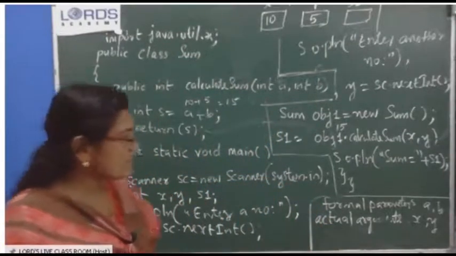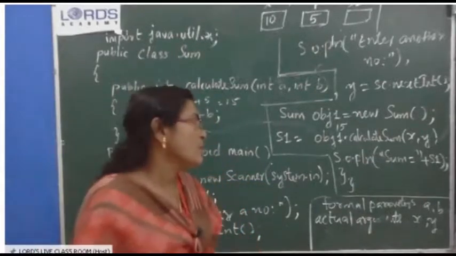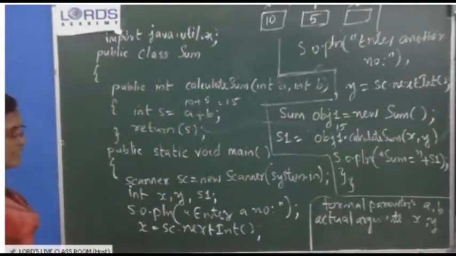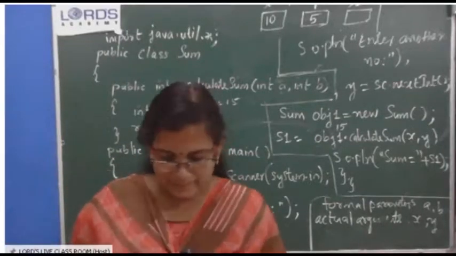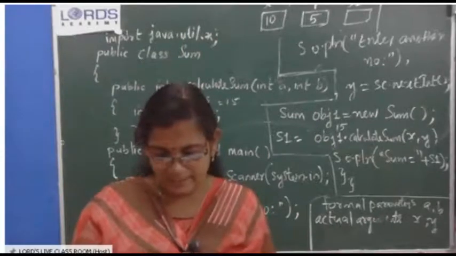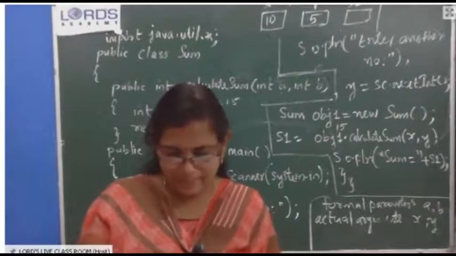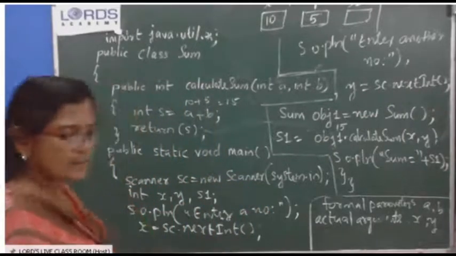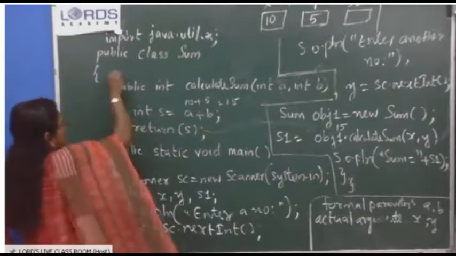So actual parameters and formal parameters, it is clear to you. Am I right? So let me discuss the next topic: local variable, global variable and instance variable. Global variable or instance variable, parameters, local variables. Suppose I declare a variable here, say int z.